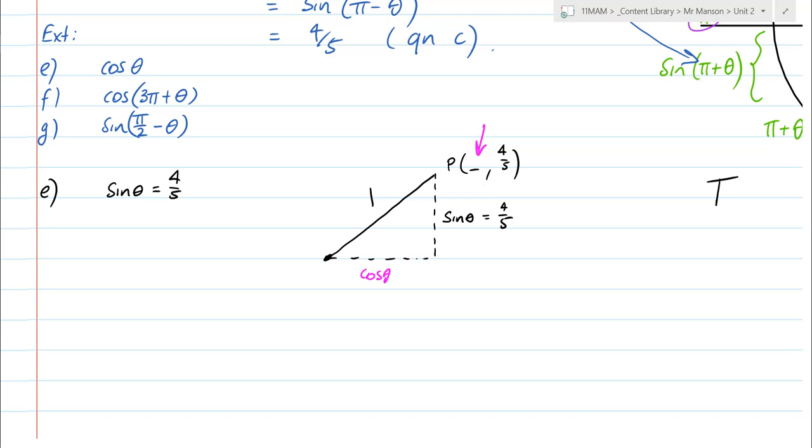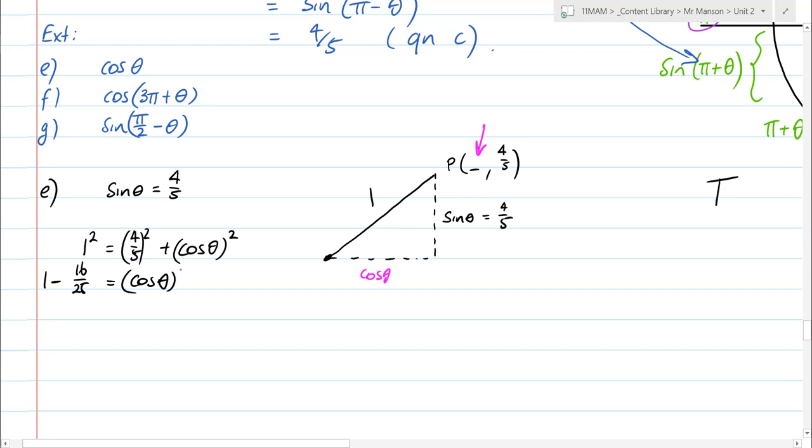So Pythagoras Theorem would give us 1 squared is equal to 4/5 squared plus cos theta squared. And that means that 1 squared, which is just 1, minus 4/5 squared. When you square a fraction, you just square the top and you square the bottom. So you get 16 over 25 is equal to cos squared theta. I chose these numbers originally for a very specific reason. You'll see certain numbers come up in your exercise more often than others. That becomes 9 over 25 is equal to cos theta squared.